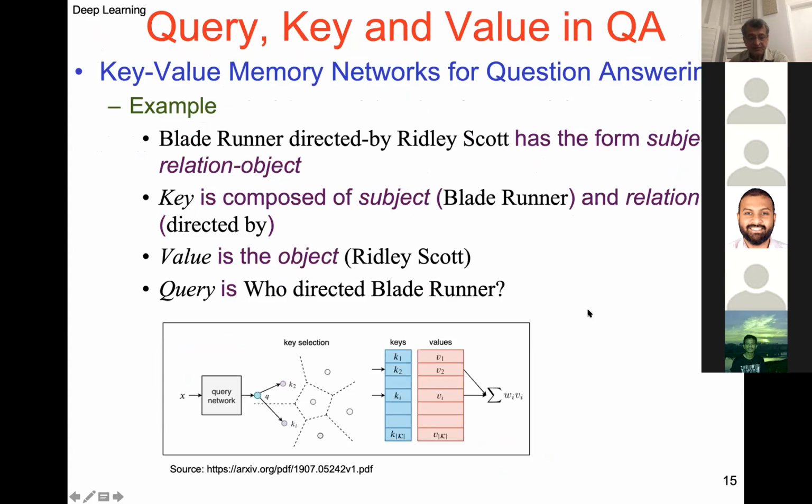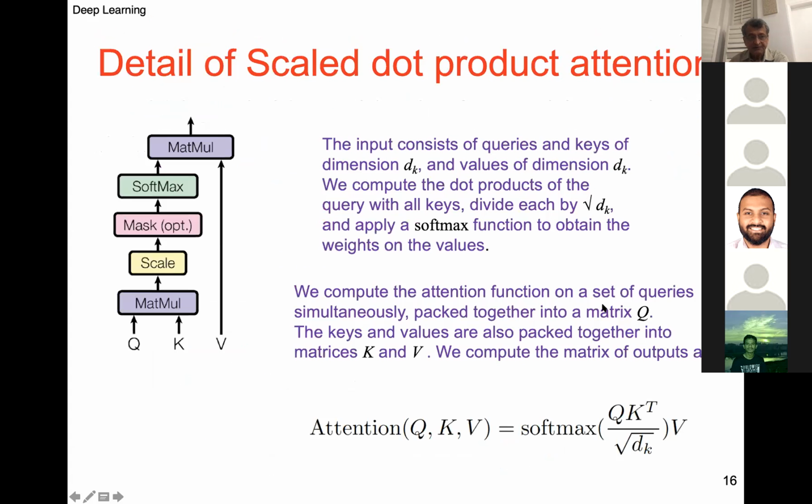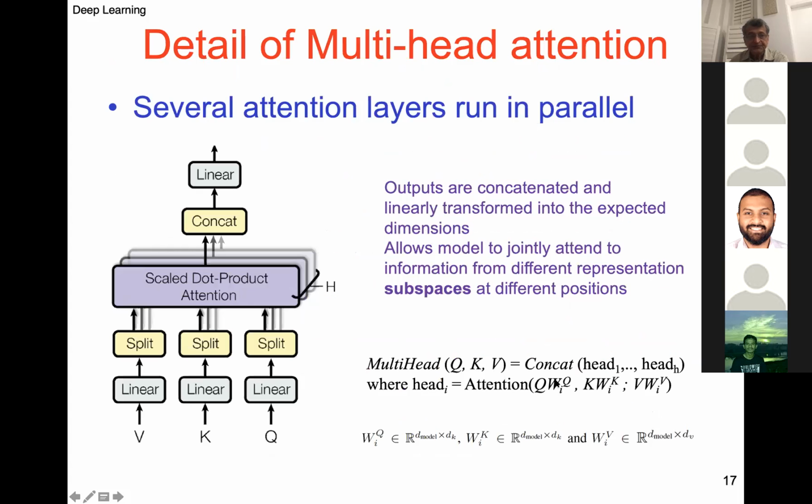Query, key, and value. Some more examples of query, key, and value, and detail of scaled dot product. This is dot product attention. We saw that idea of dot product of the attention. And this is more detail about the multi-head attention.